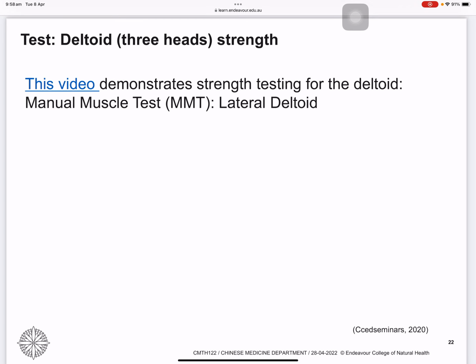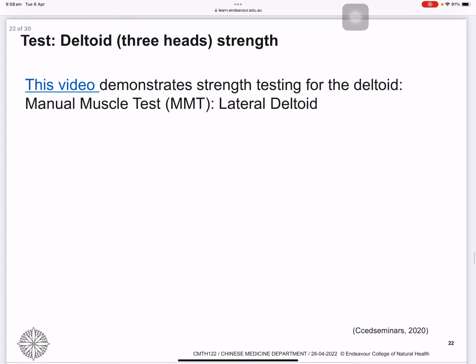The test is a restricted range of movement test. It means it's applied by the professional, not applied by the patients. So you need to do it for the patients.